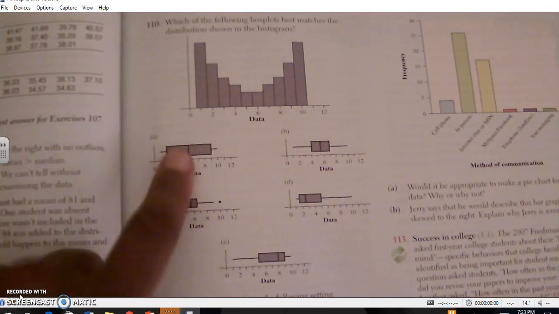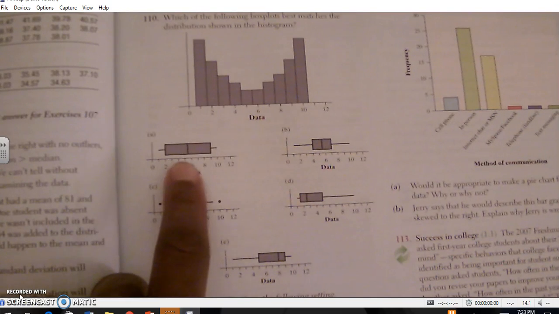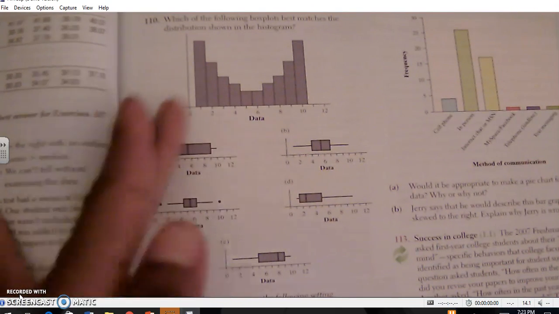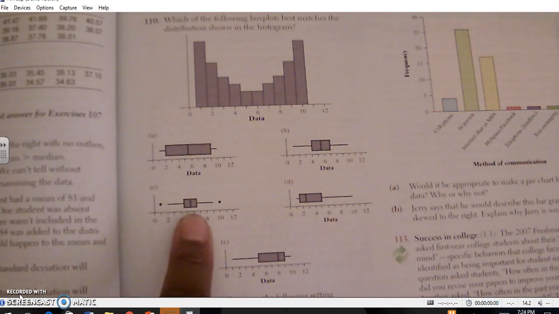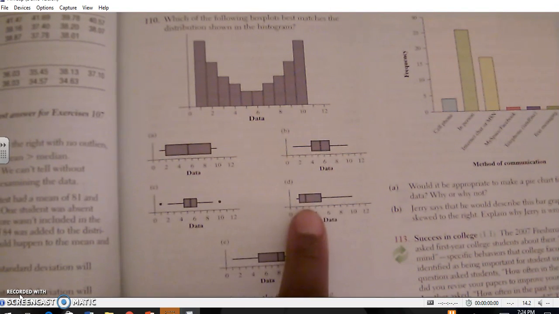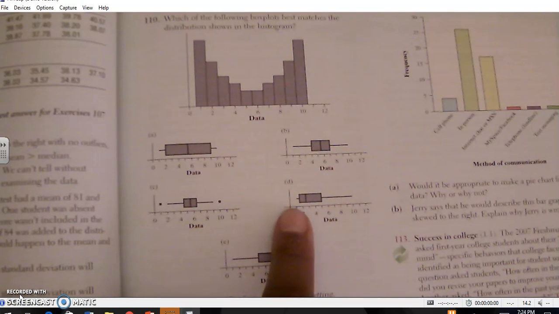Well, let's look here. A is symmetrical. The median is right in the center of this box, and the tails or the whiskers fall out in equal lengths. Same thing with B, and even though C has two indicated outliers, we could also say that this data set is symmetrical. If you look at D, however, we can see that the median is very far to the left, and then we have a long whisker to the right.